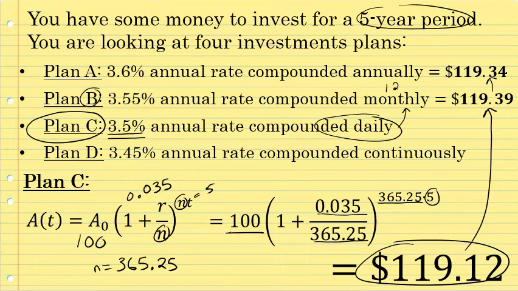So after looking at Plans A, B, and C, it turns out that Plan C is the worst. It has earned the least amount of money. At this point, Plan B is still the best plan. Let's take a look at Plan D and see how that stacks up to the other plans.